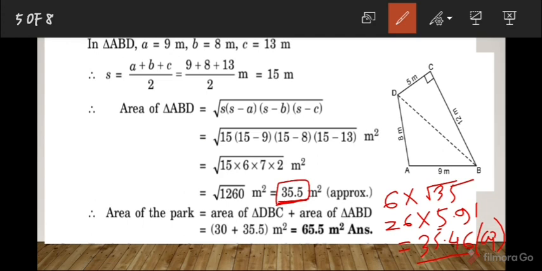In this way you have to put the value of root 35 in decimal form.